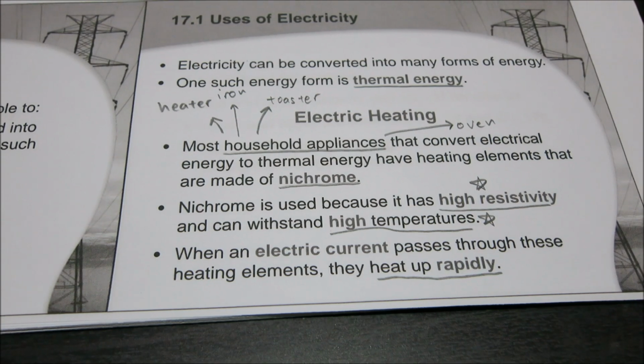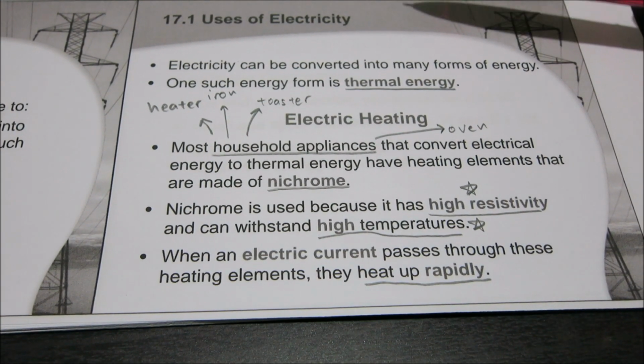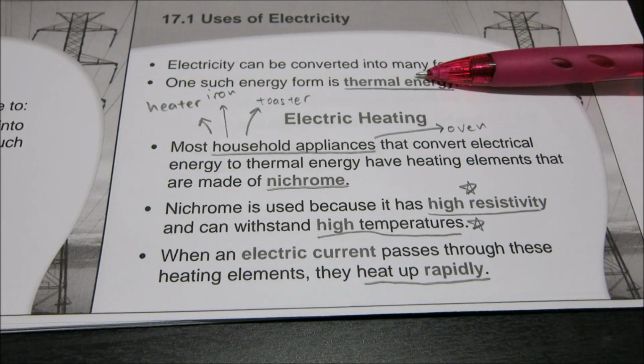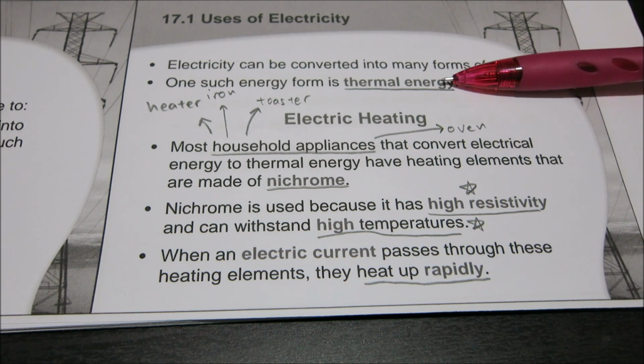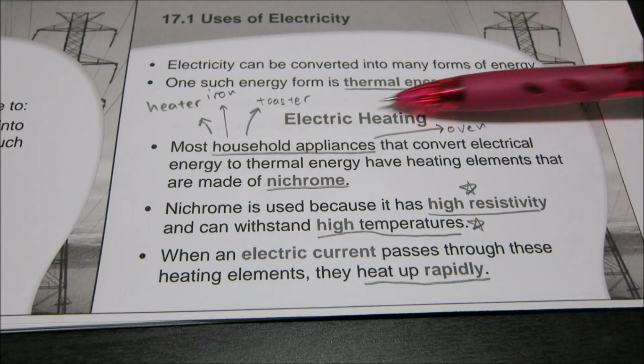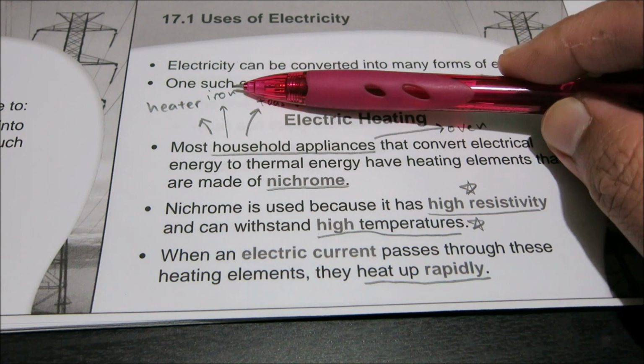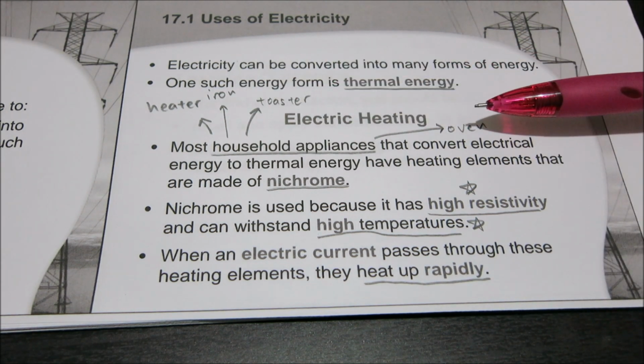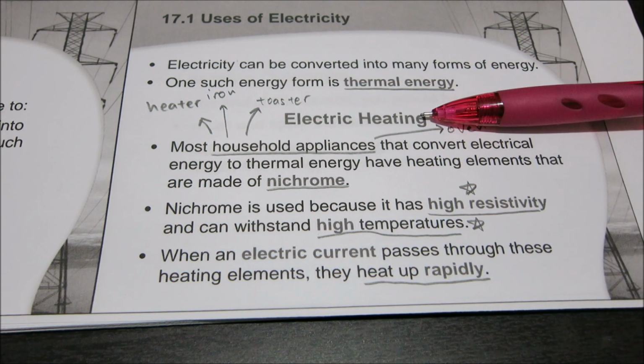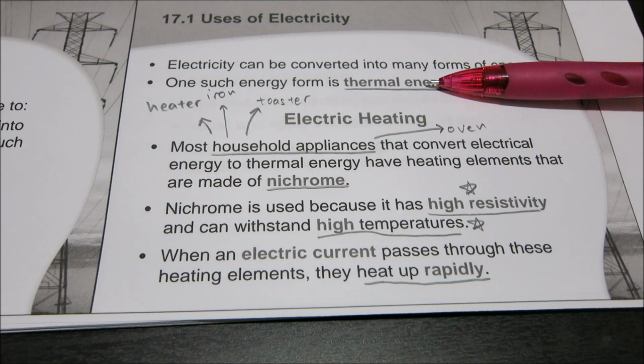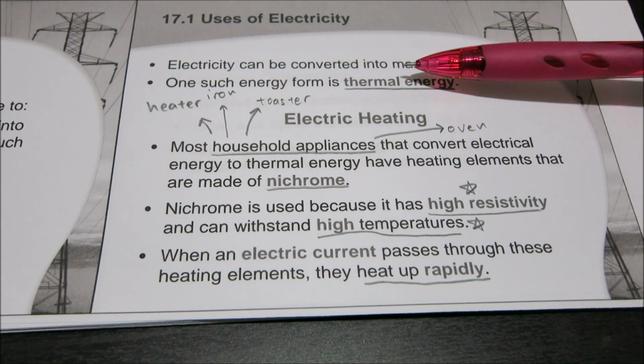So electricity can be used. We can convert electricity into thermal energy. So there are quite a lot of applications at home that uses this. For example, heater, iron, your bread toaster, your oven, all use electricity to generate thermal energy, or rather it converts electrical energy into thermal energy.